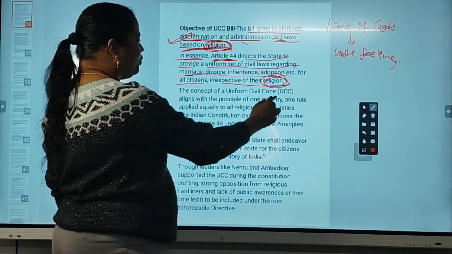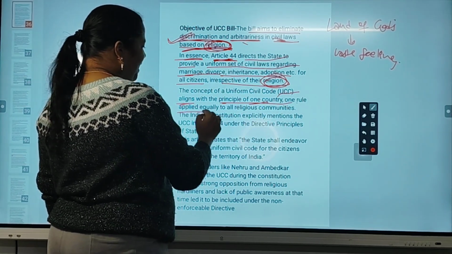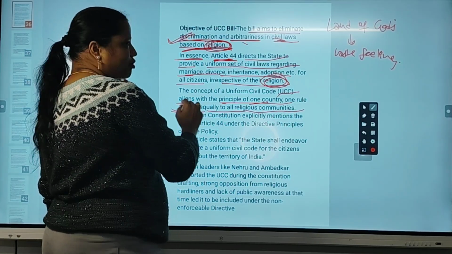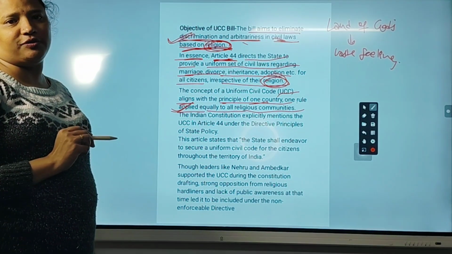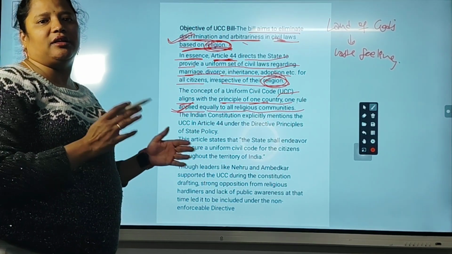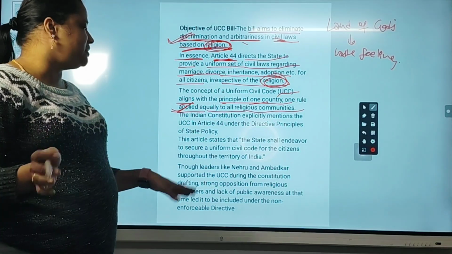So the concept of UCC aligns with the principle of one country, one rule applied equally to all religious communities. So equal law should be applied to all religious communities. For high caste, the rule should not be one thing, and for low caste the rule should not change. For all castes, the rule must be the same.